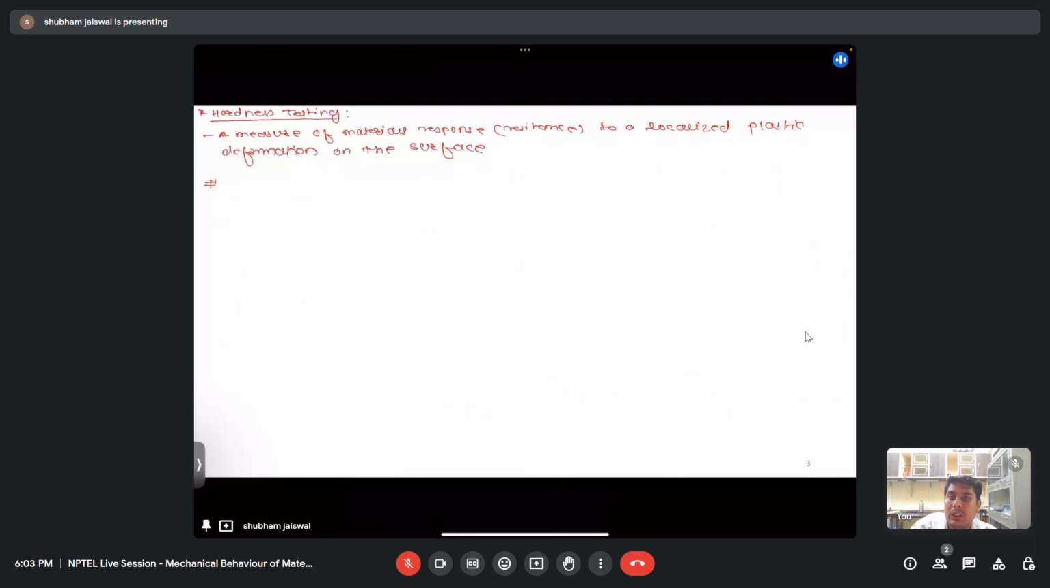So what are the different types of hardness testing? There are mainly three types. One is the scratch hardness, second one is the rebound hardness, and third one is the indentation hardness. In scratch hardness, we check the ability of one material to scratch over the other. In rebound hardness, we drop some weight or some hammer on the sample, and we see how much it rebounds. And in indentation testing, we do the indentation on the sample.